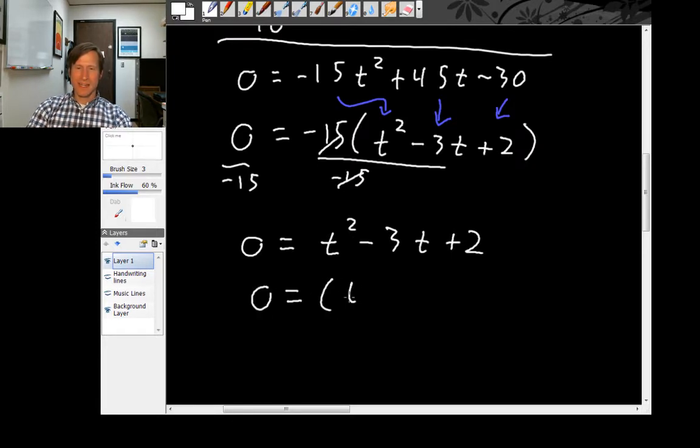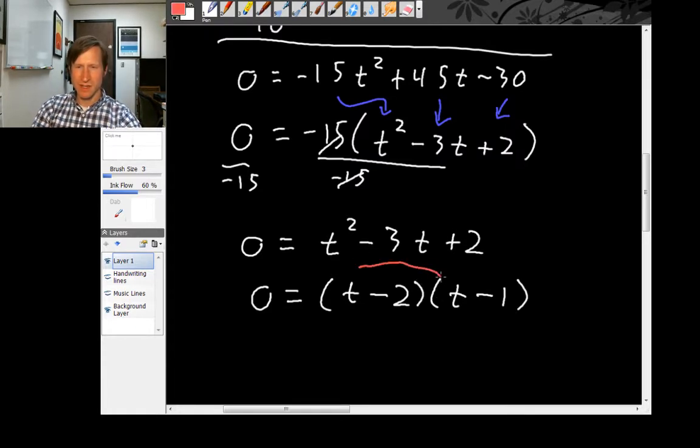Looks like we're going to get t plus 2. I'm sorry, that's not at all right. How about t minus 2 times t minus 1? Just as a quick check, we can make sure that this factoring is right. So t times t is t squared. T times negative 1 is negative t, and then negative 2 times t is negative 3t, so that's right. And then negative 2 times negative 1 is positive 2, so that's right. Okay, so we factored this correctly.